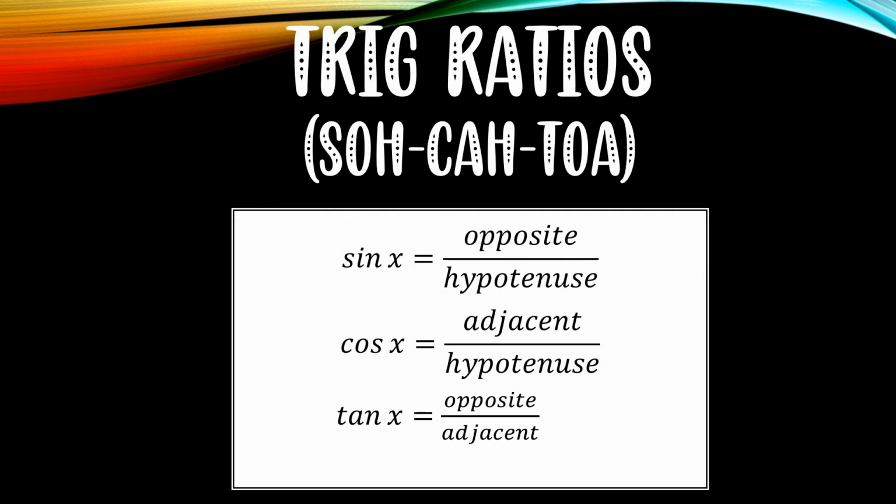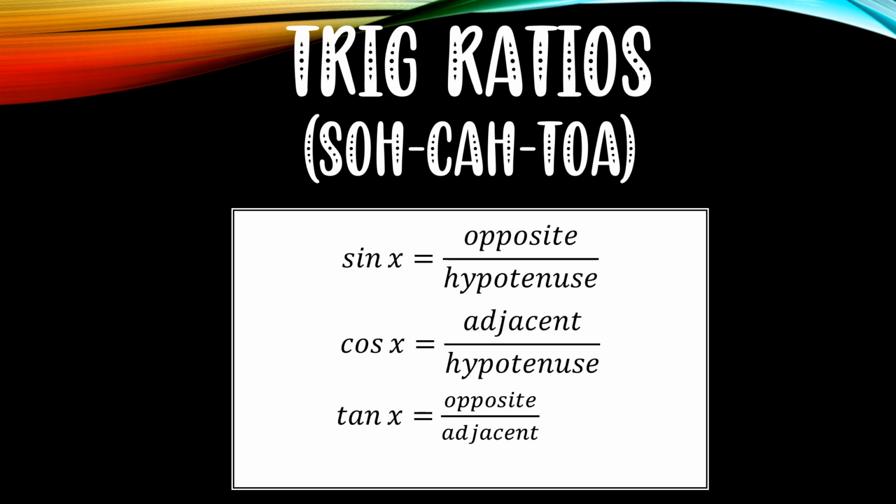To help memorize the trigonometric ratios, I use the phrase SOHCAHTOA. S in SOH stands for sine, and you'll notice I've got an X after sine that would represent the angle measure. So if you know the angle measure, you'll write the degree. If you don't know the angle measure, then you would just write the name of the angle. So sine X is equal to opposite over hypotenuse, hence SOH.